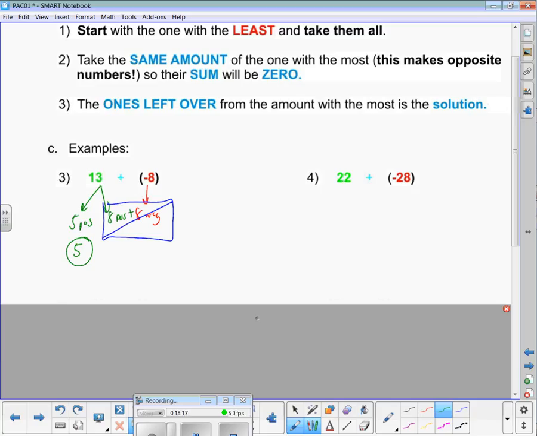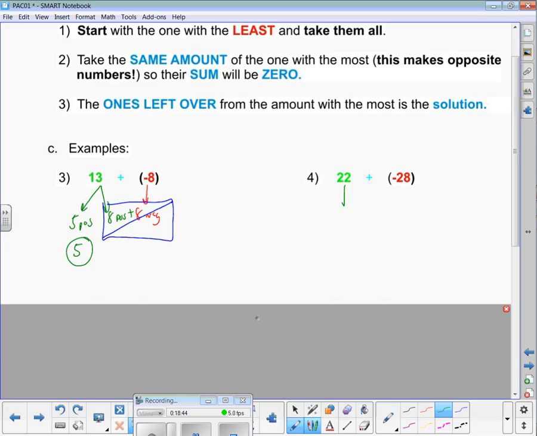Let's do another. All right, somebody tell me how to start with number 4. Let me give you a second to think. How would you start number 4? Ashley, how are we going to start number 4? Not quite, but at least you're thinking, and that's good. Colby? Bring down the one with the least.